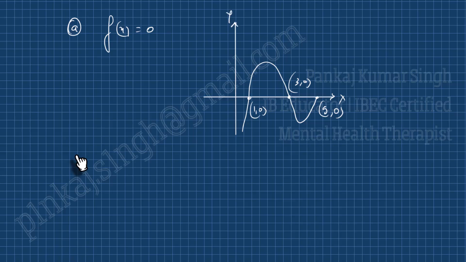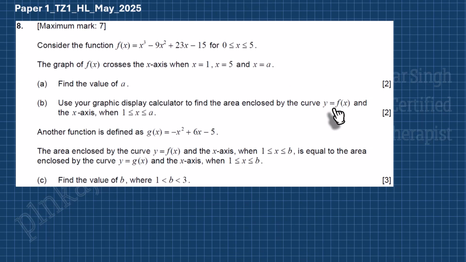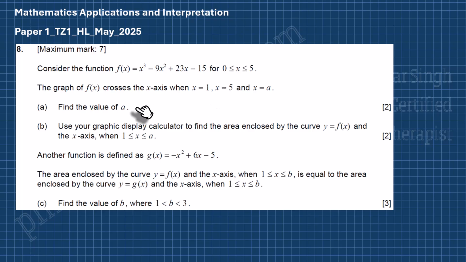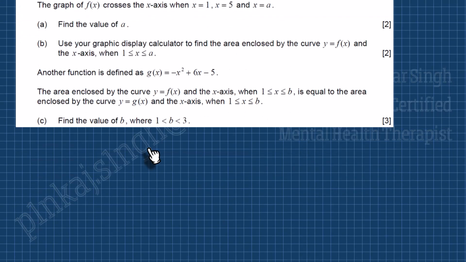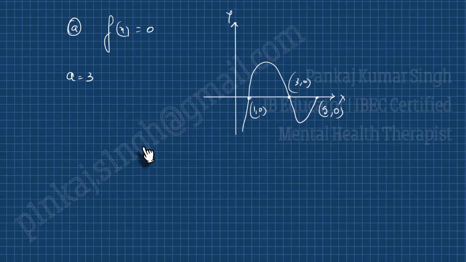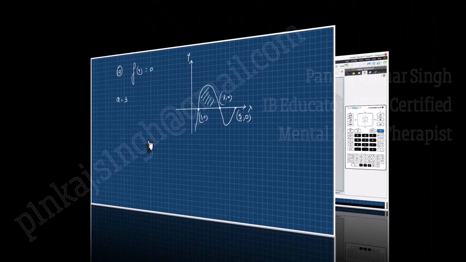X-axis and y-axis. Therefore, the value for a is simply 3, because I've already been given the values 1 and 5, and therefore the remaining value has to be 3. Using the GDC, find the area enclosed by the curve from 1 to 3. Let's go back and do that. I can shade this region.